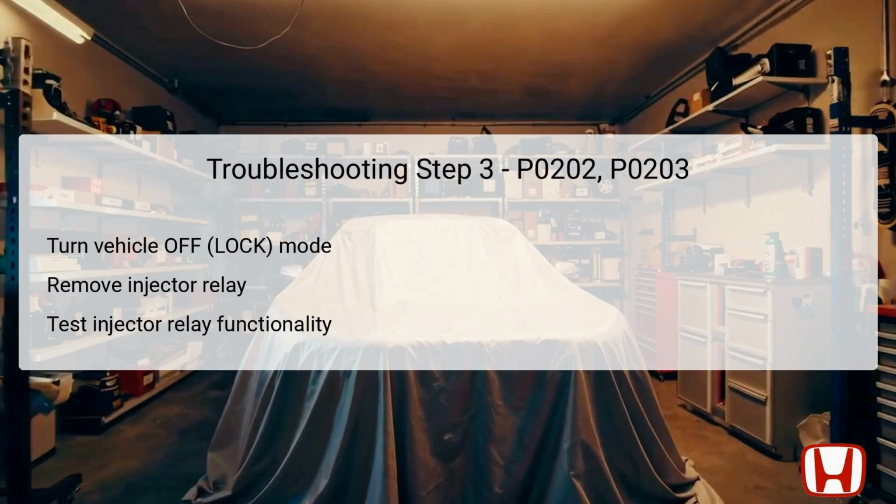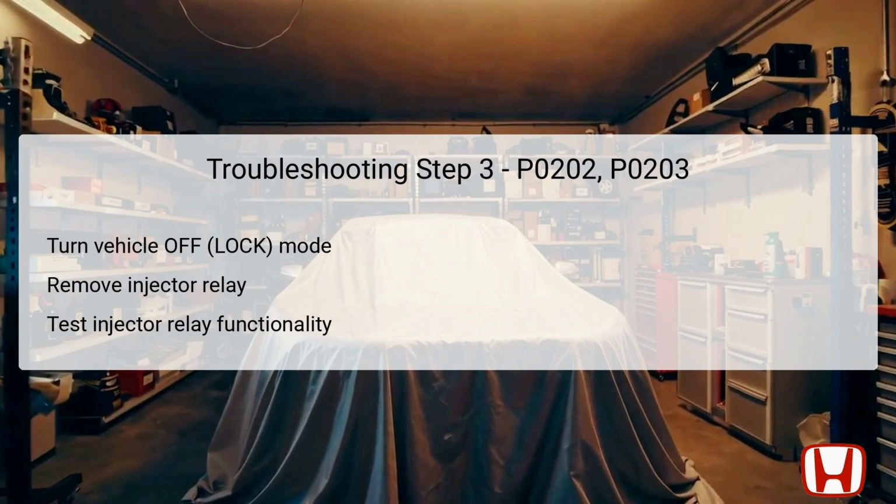For this step, ensure the vehicle is turned off and in the lock mode. Next, remove the injector relay from its socket to assess its functionality. Testing the injector relay is crucial as it directly affects whether power is delivered to the injectors. If the relay tests as functional, the issue might lie elsewhere in the circuit, and you should advance to step 4 of the process.